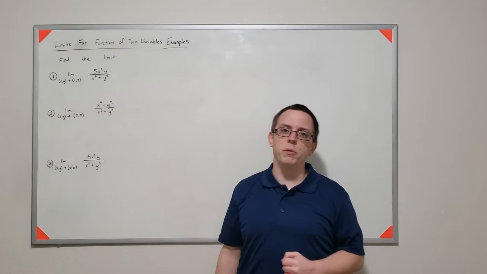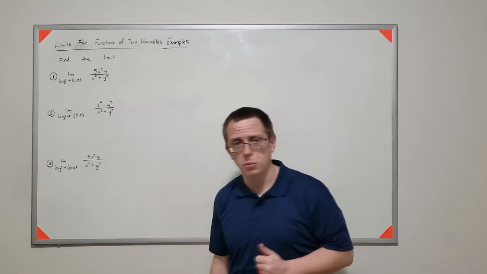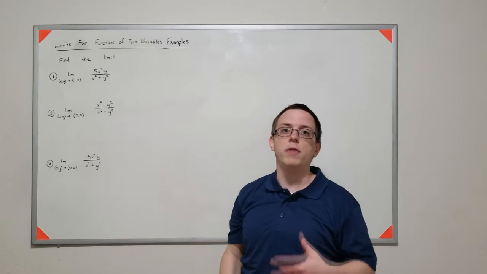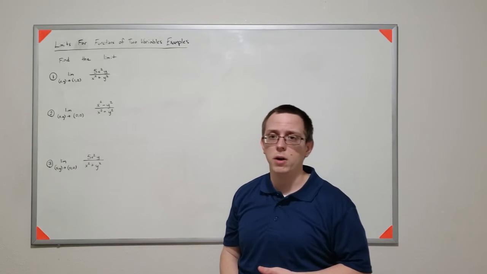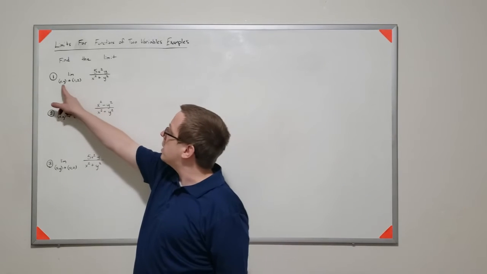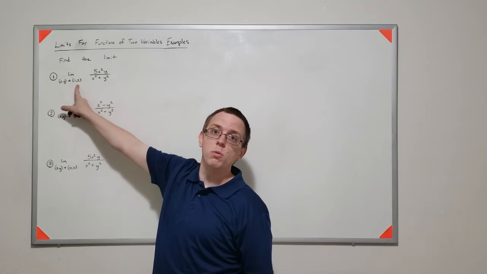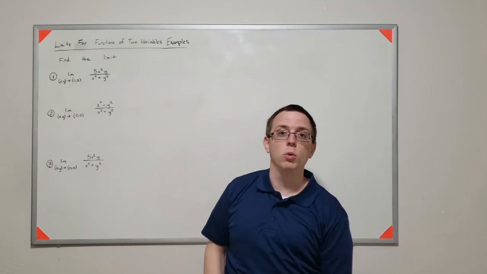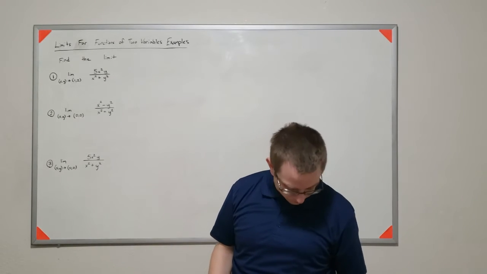Let's do some examples of computing limits for functions of multiple variables. Our first one is 5x squared y divided by x squared plus y squared, and we're taking the limit as (x, y) approaches the ordered pair (1, 2). So let's follow our first rule, which is just trying to plug it in.